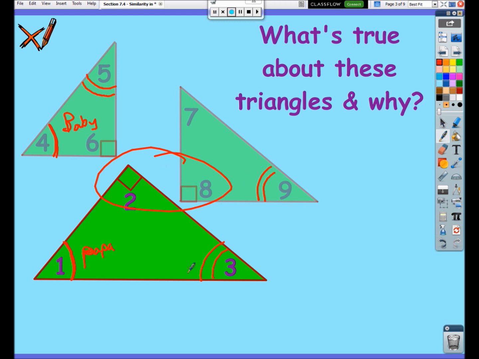Now, that means if angle 2 and 8 are matching 90-degree angles and 3 and 9 are matching 2 arc angles, then these two triangles, the mama and the papa, are really similar by angle-angle similarity, which means the one angle we have left here, angle 7, how many arc marks does it deserve? Well, it must have 1 arc mark on it. So angle 7 must be the same as angle 1 in the papa triangle and the same as angle 4 in the baby triangle. So all three of these triangles, the baby, the mama, and the papa, will always be similar by angle-angle similarity.